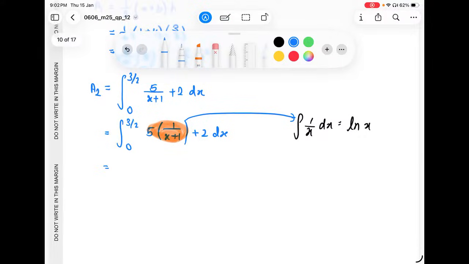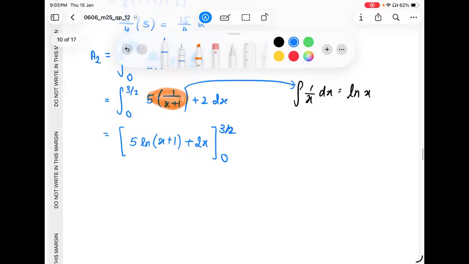So now what we do here is you just write the square brackets, and this should be 5, the coefficient you can leave as it is, and then ln, this x is basically transposed as x plus 1. So you can write ln x plus 1 in brackets. And then this plus should be plus 2x, and the plus c is not required because in definite integrals the c and c will get cancelled when you're subtracting both from the formula. So 0, 3 by 2.